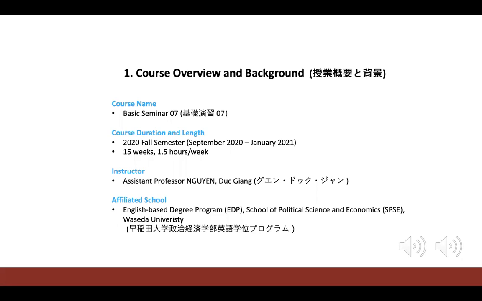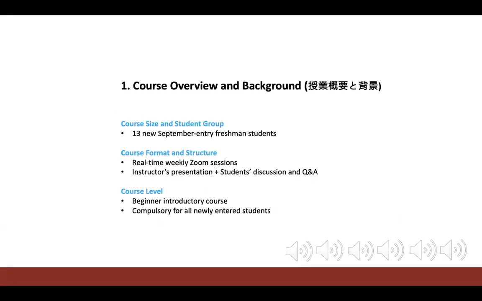To elaborate on my advanced teaching assistant experience, I will be introducing to you this course called Basic Seminar. The Basic Seminar is a course offered at the English-based degree program of the School of Political Science and Economics, and it lasts for 15 weeks, and we meet for 1.5 hours every week. As the beginner course, which is compulsory for all newly entered students, all new September entry freshman students are assigned into one of the basic seminars.